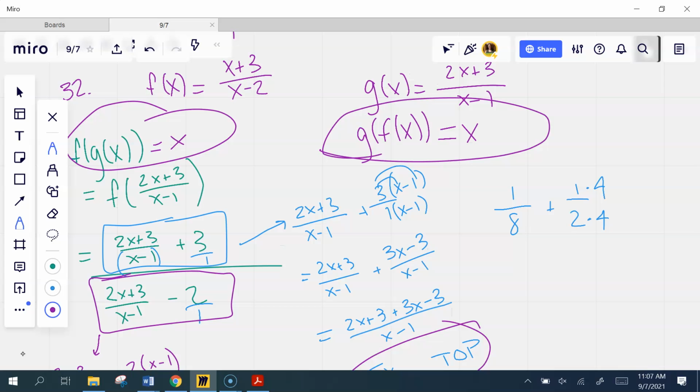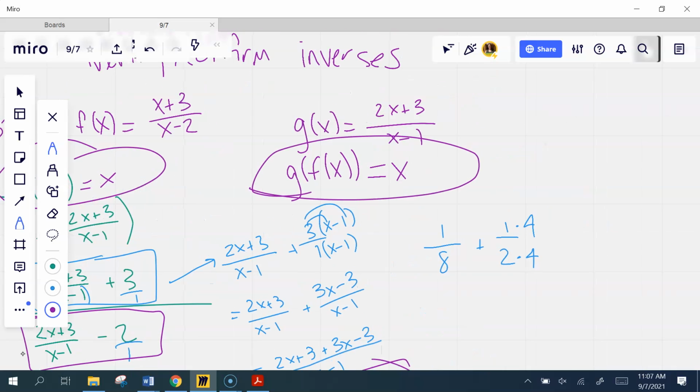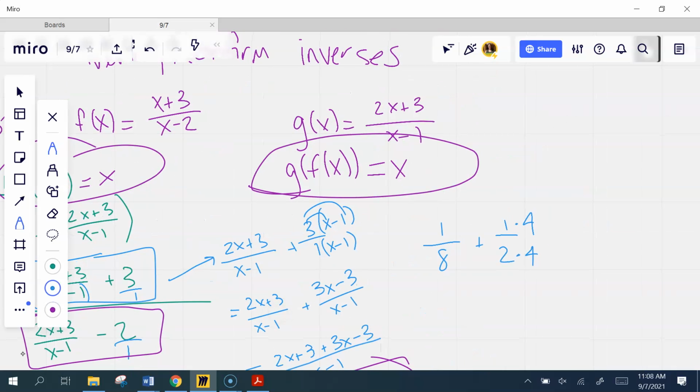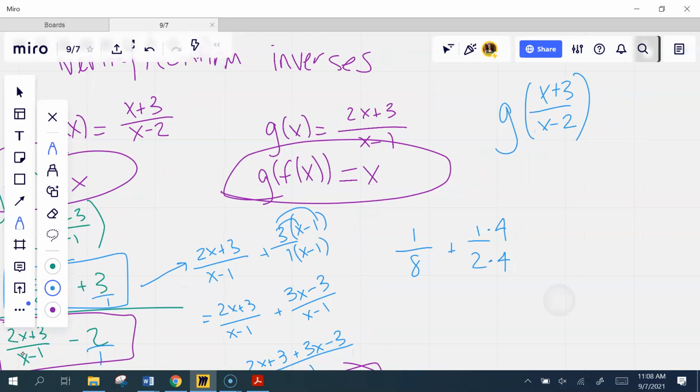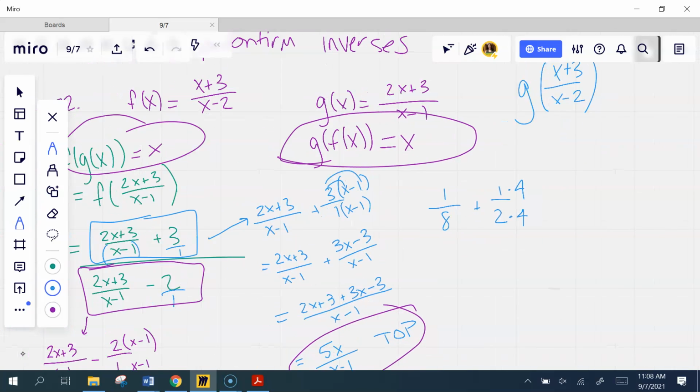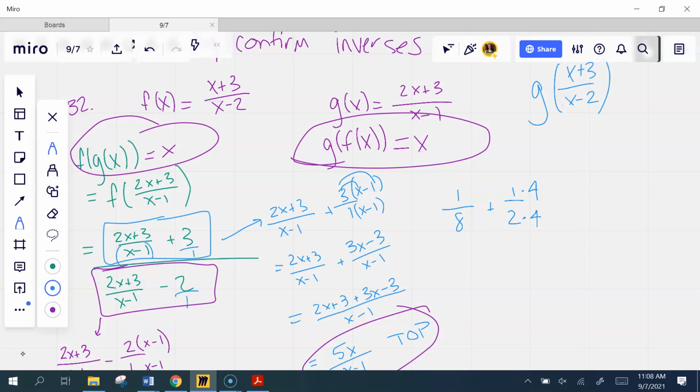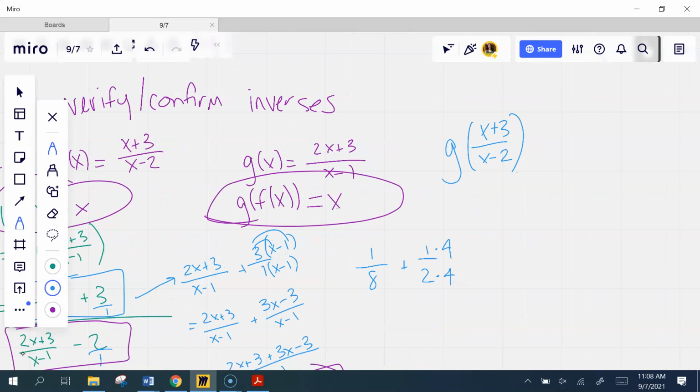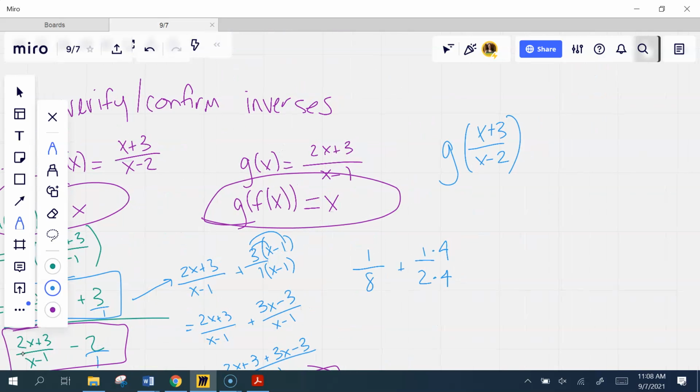Oh yeah, I forgot about it. So now you have to go backwards with it. You have to do g of x plus 3 over x minus 2. You have another one like this too. The others should go really quick. These are the only ones you'll have that are bogged down. 1.5 hard problems. That's not much.